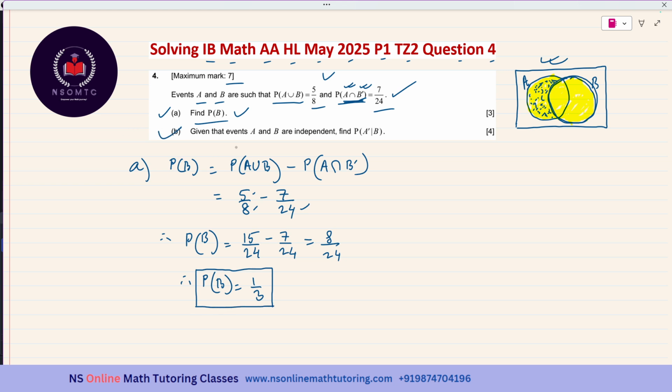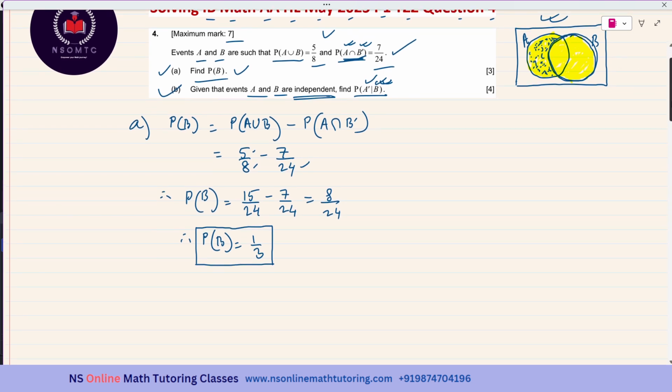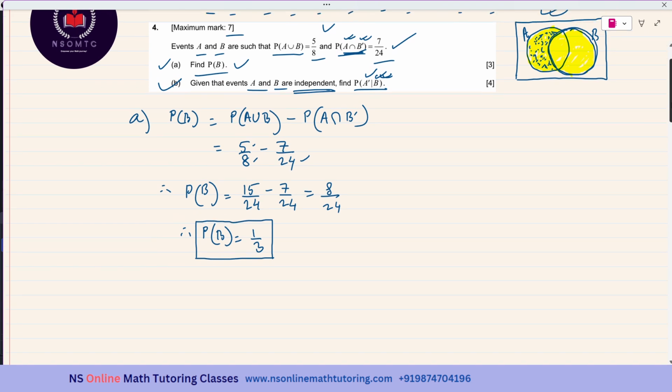So part b: given that events A and B are independent, find the probability of A prime given that B has happened. This is a conditional probability: given that B has happened, find the probability of A prime happening. Okay, so that is the question.